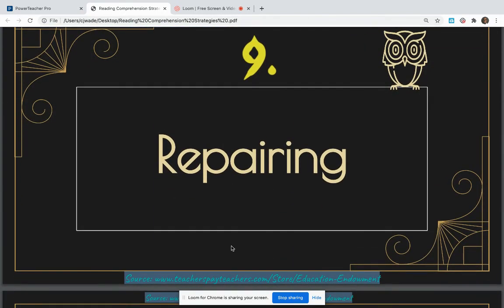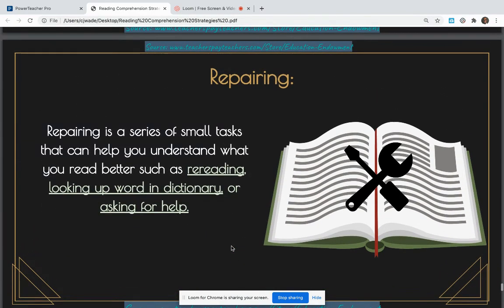And the last thing is repairing. So we're putting the text back together, putting gaps in the text back together. So anything that I do not understand, I've got to piece it back together so that I can wholly understand the entire text. So in repairing, we're using small tasks to help us understand it better. If there's a section in the book that I didn't quite understand, I'm going to reread it. If there's a word that I didn't get, I'm going to look it up. Or if there's something else, I'm going to ask for help.